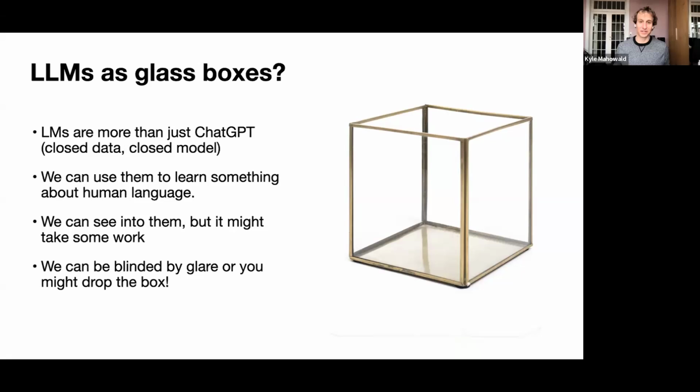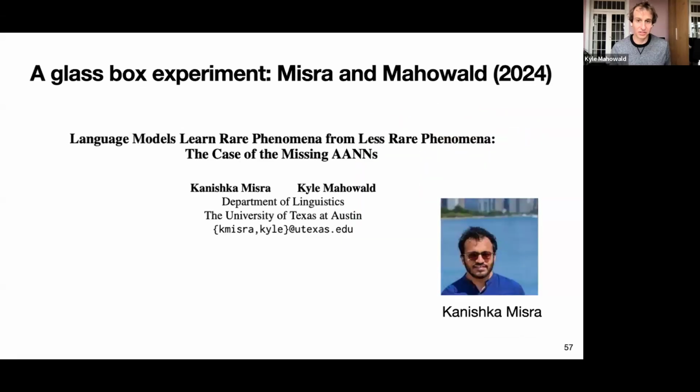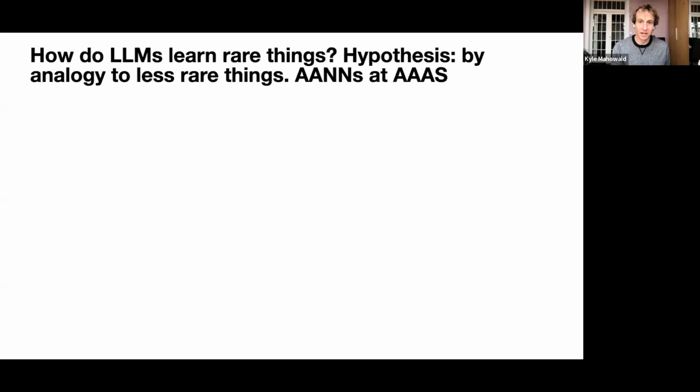But pushing on this glass box metaphor, it's easy to get blinded by glare, or you might drop the box. There are lots of ways to do this and get the wrong answer, so we have to proceed with caution and good experimental methods. I wanted to illustrate a case study of this in work with Kanishka Misra, who's a postdoc with me, pushing even further on this AANN construction. This is the "a beautiful 5 days" construction, and we look at it in a more glass box kind of way.